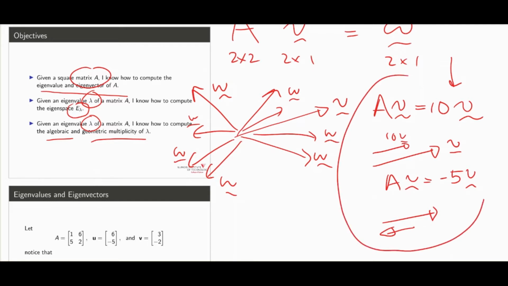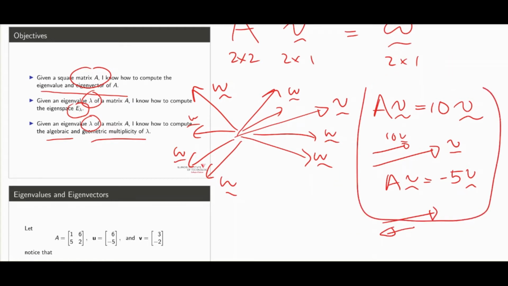So when this happens, this is rare, and rare becomes precious. This is a very special situation, and we give this vector a special name. This vector is going to be called an eigenvector. And this number right here is going to be called the eigenvalue.